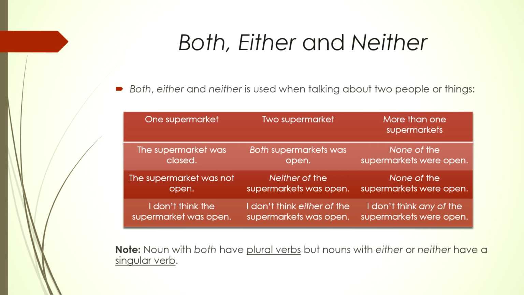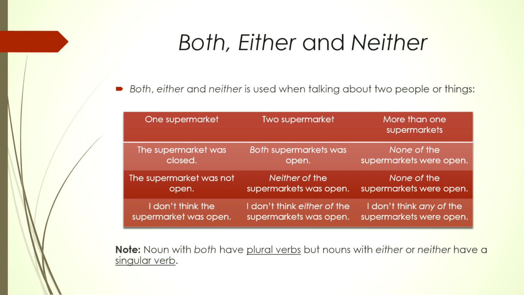Both, either, and neither. If we are talking about two people or things, we use the quantifiers both, either and neither. Let's look at the examples. The supermarket was closed. Both the supermarkets were open. As you can see in the second column, both is used for two things in the sentence. Neither of the supermarkets was open. Again, in the example, it's talking about two things.